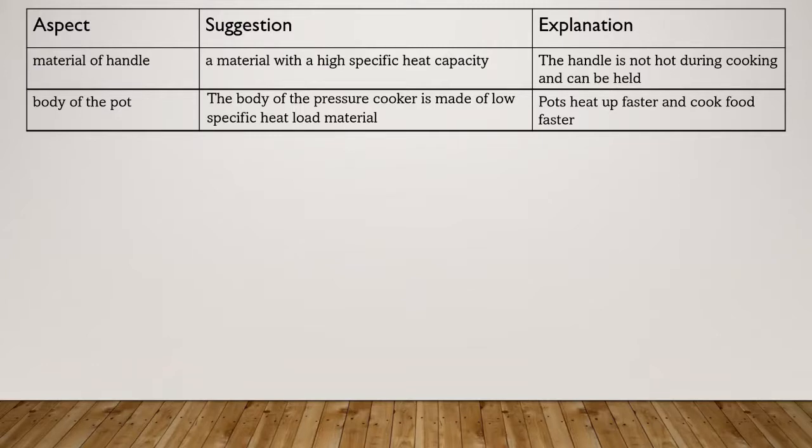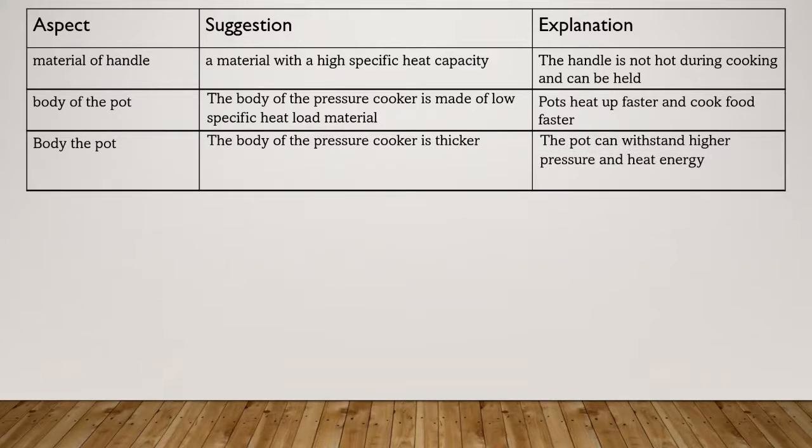Okay, next aspect is body of the pot. Okay, body of the pot. The body of the pressure cooker is thicker. Tebal. Kita guna body dia tebal sebab ini ialah pressure cooker. We need kita kena pastikan the body can withstand the higher pressure. So the explanation dia, the pot can withstand higher pressure and heat energy.